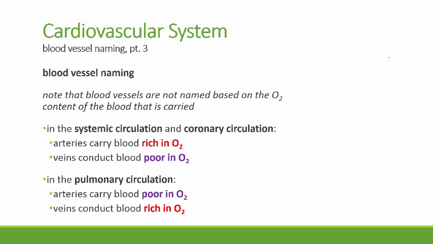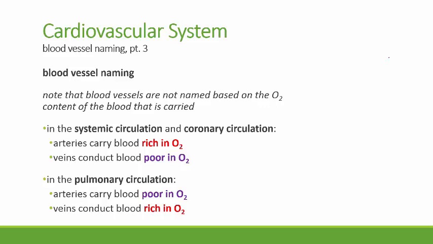Blood vessels are not named based on the oxygen content of the blood that is being carried. So in the systemic circulation, and the coronary circulations, the arteries carry oxygen-rich blood, while the veins conduct blood that is poor in oxygen and relatively rich in carbon dioxide.